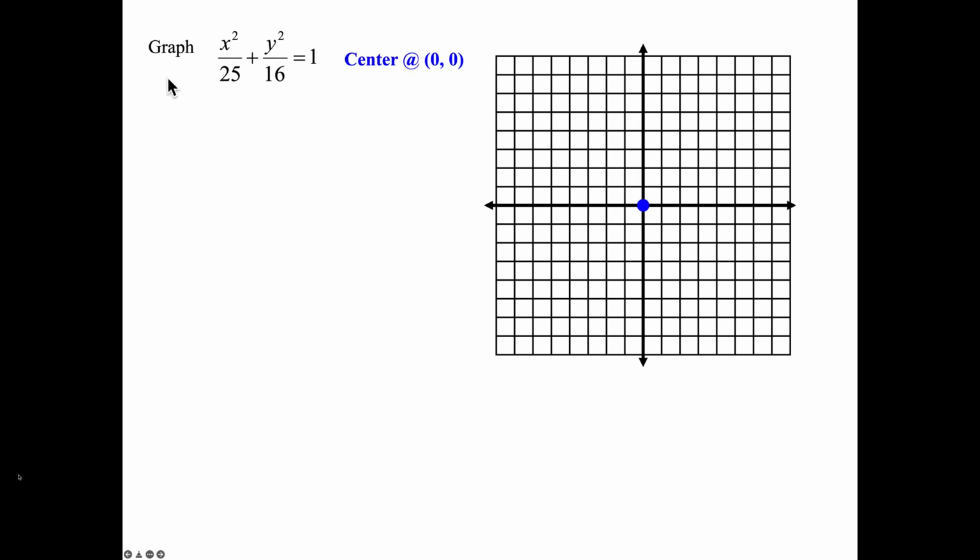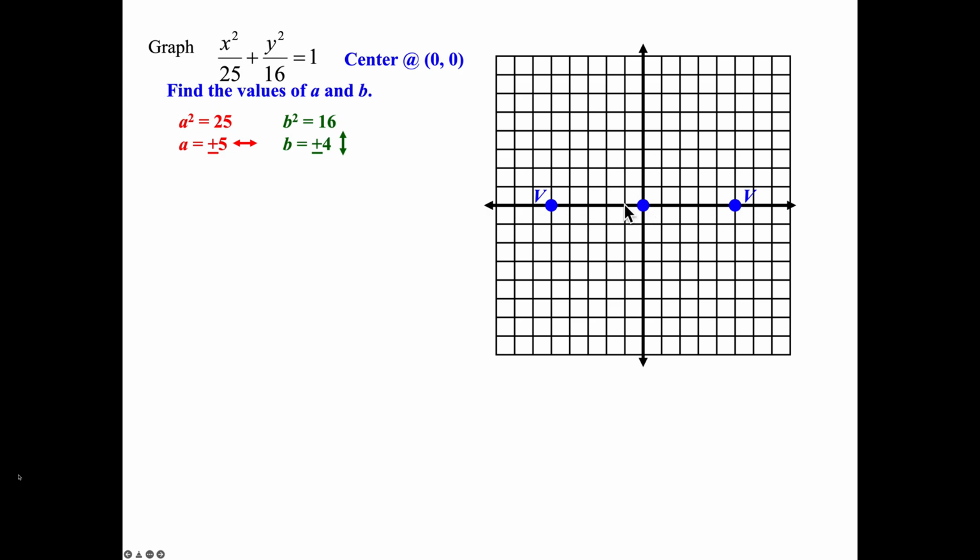Plot that point. Now, one thing I encourage you to do is like, hey, here's 25 underneath the x squared. That must be my a squared. It's the biggest. So the square root of 25 is 5, but I like to put the plus or minus, and I also like to draw an arrow left and right, telling me the direction in which to count because I'm underneath the x-axis. And b squared is 16, so the square root of 16 is 4, plus or minus 4, I count up or down.